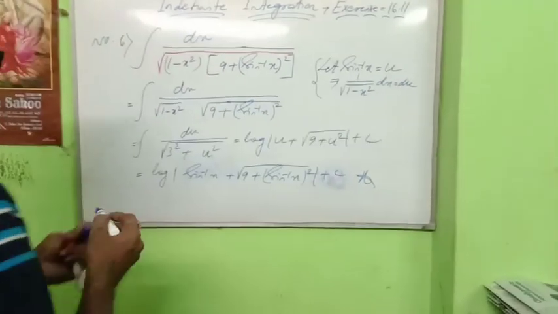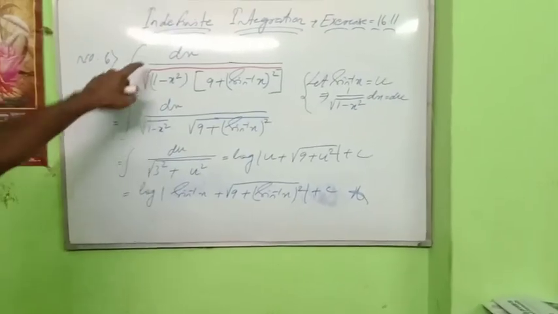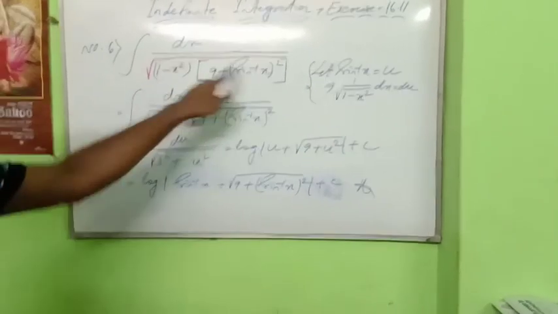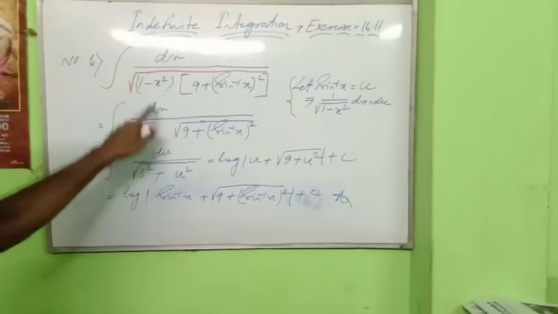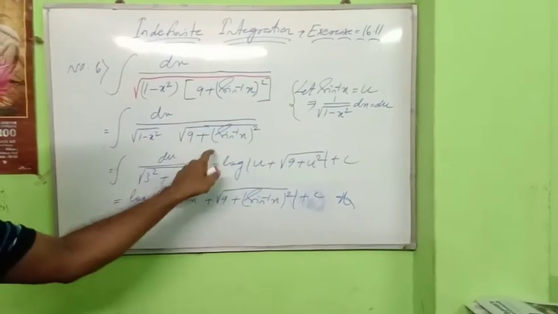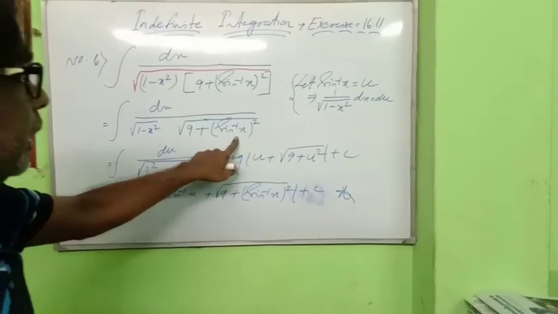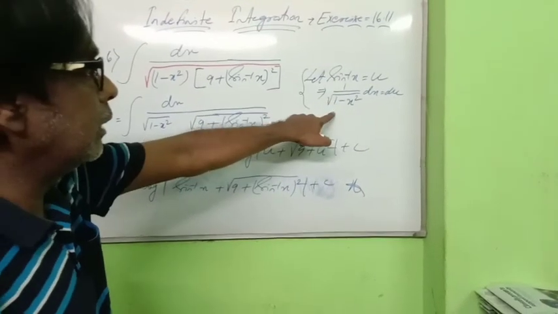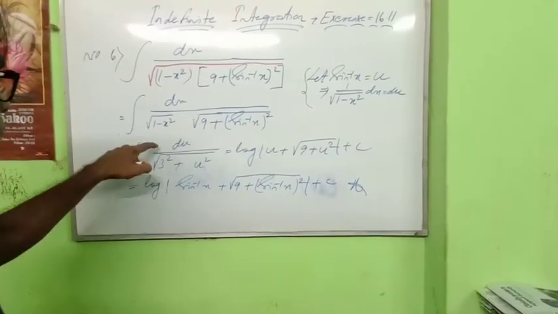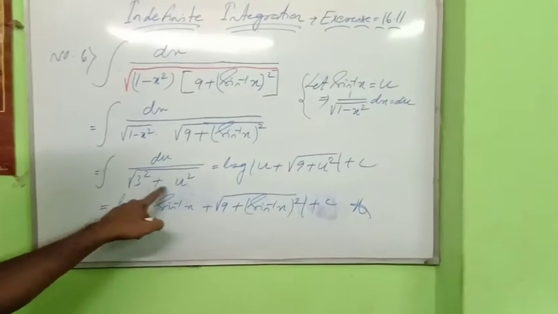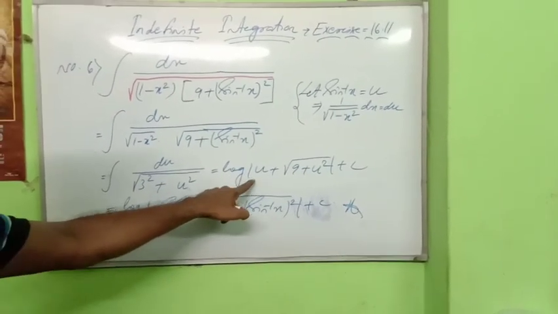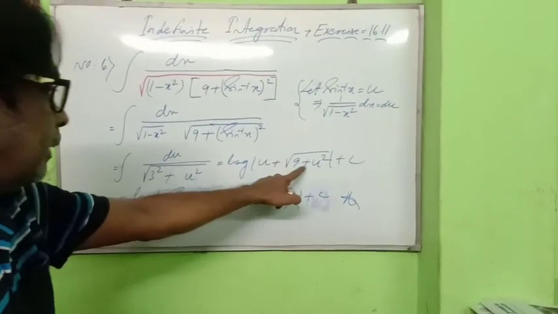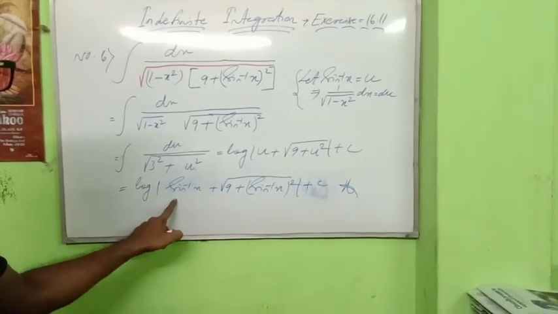Follow how the question is given. Very carefully see: dx by 1 minus x square whole into 9 plus sin inverse x whole square, total root over. I have separated root over 1 minus x square and this one root over. Then I am taking sin inverse x as u. The derivative of sin inverse is dx by root over 1 minus x square, du. Putting the value, I get the result. This is the formula: log u plus the total that you have written here. Now put the value of u here. This is the answer of number 6.